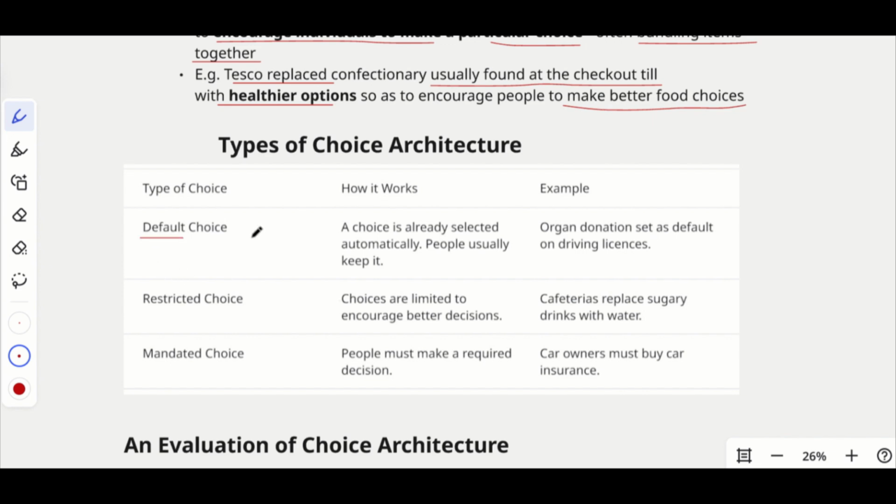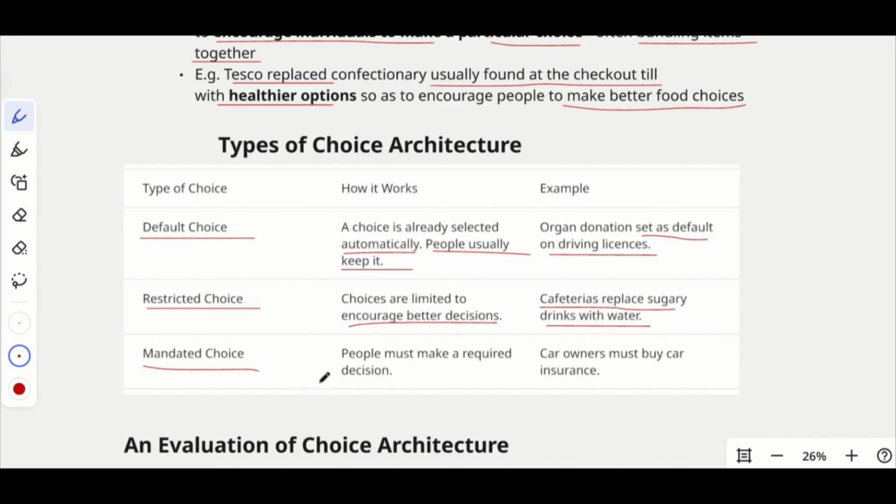The first thing is default choice. What is default choice? That is a choice which is already selected automatically. People usually keep it. For example, organ donation set as a default on driving licenses. And what is restricted choice? Choices are limited to encourage better decisions. For example, cafeterias replace sugary drinks with water. That is possible, right? If we don't have any other option, we'll be going for it.